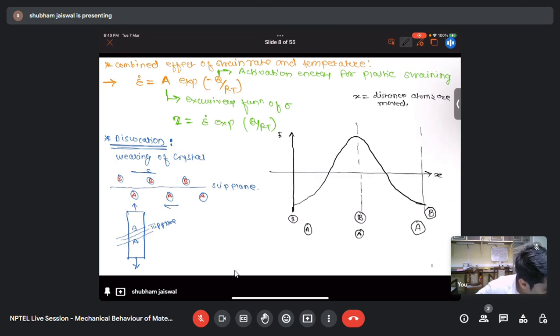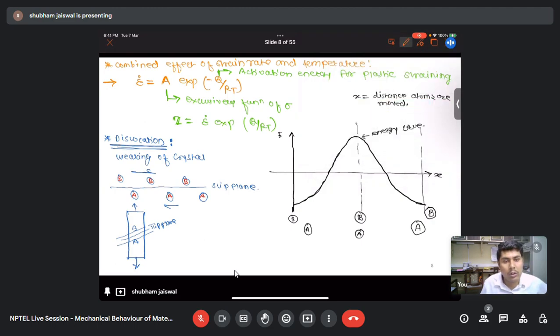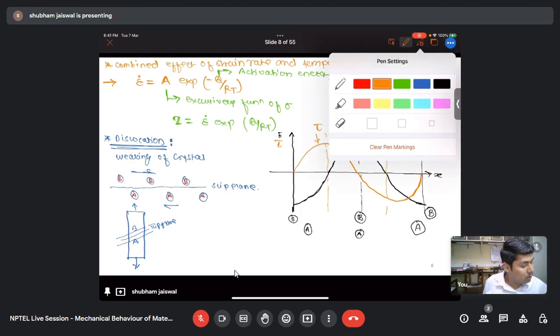I will get an energy curve something like this. Okay, so this is the energy curve. And if I draw the shear stress curve, how the shear stress is changing, it will be something like this. Okay, so as from this figure, you can see that these two curves have the same nature as a sinusoidal curve.